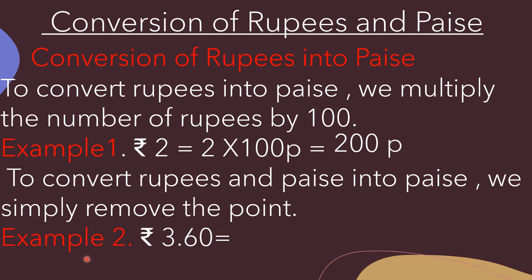Let's see how. Here in example number 2, it is given rupees 3.60. Okay, here 3 rupees are there and 60 paise are there. So what do we have to do to make it paise? We just remove this point. So what is the answer? That is 360 paise. We just have to remove the point, and it will be converted into 360 paise. Understood beta?